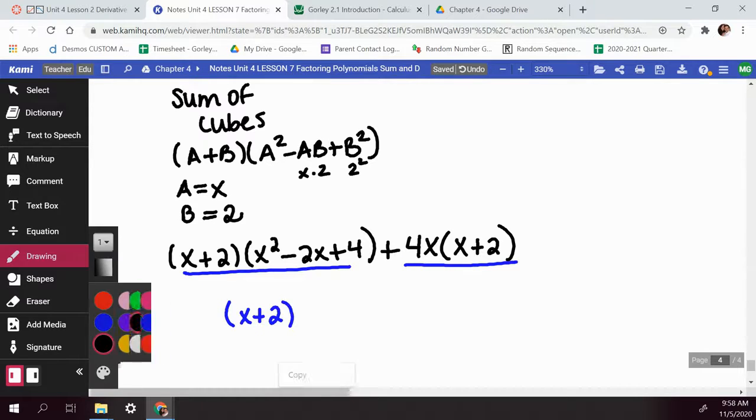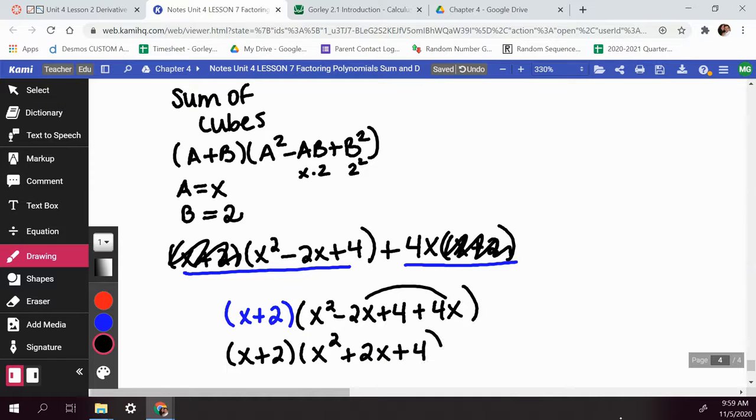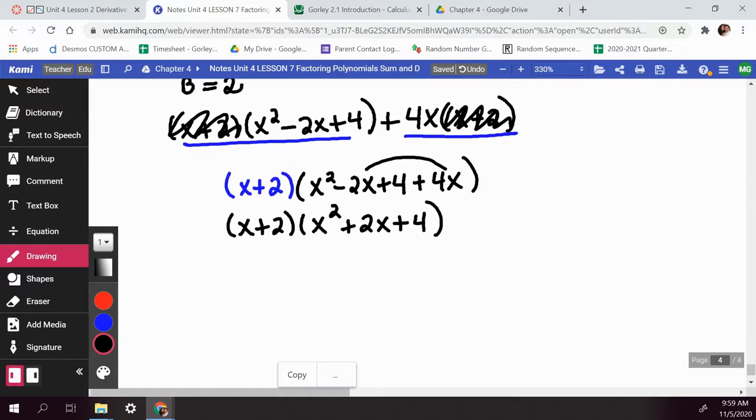So if I factor out a GCF of x plus 2, what would be left in the first term? x squared minus 2x plus 4. And in the second group, if I factor out the x plus 2, what would be left? 4x. So really, I'd have x plus 2 times the quantity x squared plus 2x plus 4. And there we go.